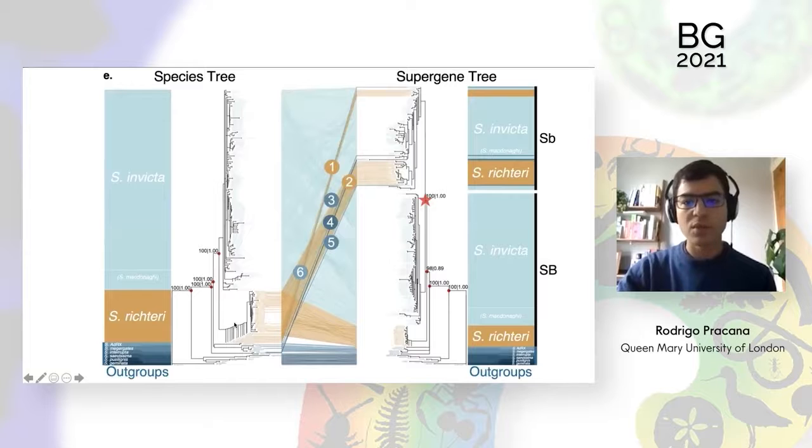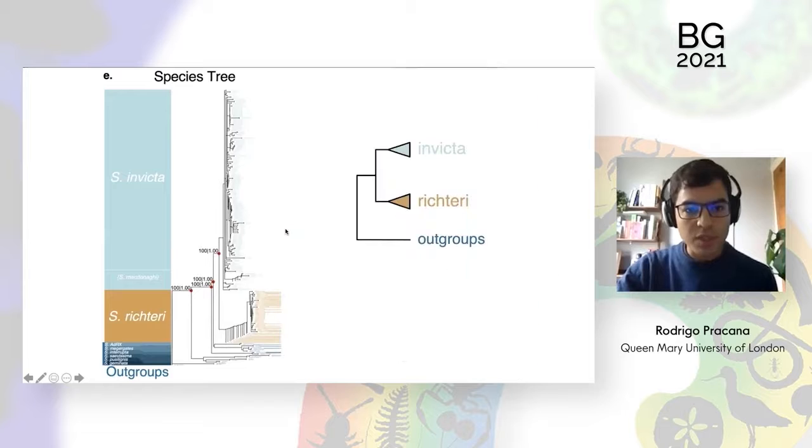Okay, the results are shown in this plot. This is quite complicated, so I'll go little by little. If we first look at the species tree on the left, here on the right is a simplified version of the figure. We see that all S. invicta samples form a single monophyletic clade, and all S. richteri samples form another single monophyletic clade, and then each outgroup species also forms a single monophyletic clade.